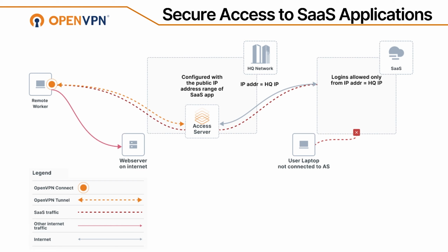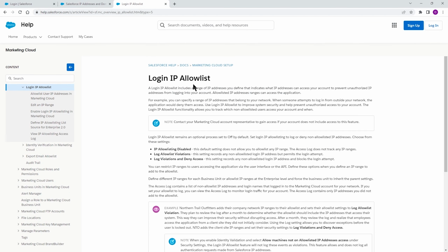First step is to add your access server IP address to allow list. If you search on your SaaS provider website, you should be able to find instructions on how to add your IP address or access server IP address to allow list. For example, if I go to salesforce.com and search for how to add my IP address to allow list, I get a page like this. So I can follow the instructions and add my access server IP address.